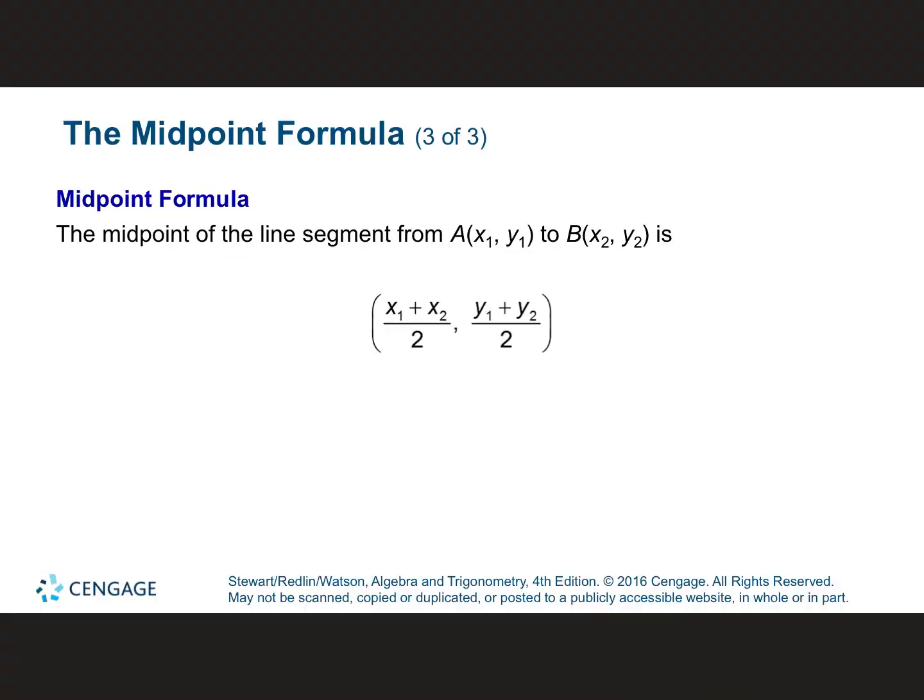All right, last thing we're going to talk about is the midpoint formula. So our midpoint formula is x1 plus x2 divided by 2, comma, y1 plus y2 divided by 2. The midpoint is a point. It's the average of your x's and the average of your y's. Your answer will always be a coordinate point. So the midpoint is a point.